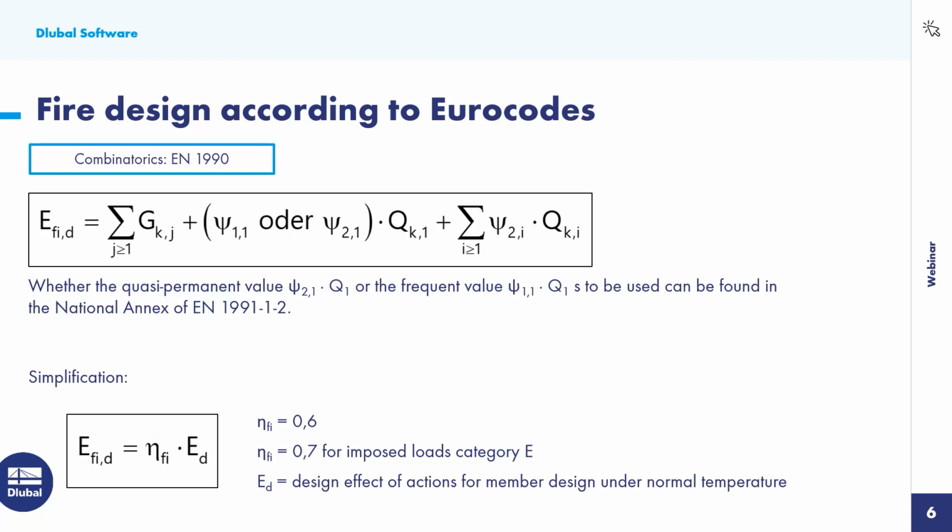The use of C21 is recommended in the main document for the leading variable action, but there are many deviations in national annexes. In Germany, for example, C11 is prescribed for leading wind actions. It is obvious that the combination rule results in significantly lower actions when compared with the permanent and transient design situation that we commonly use for the design under normal temperature.